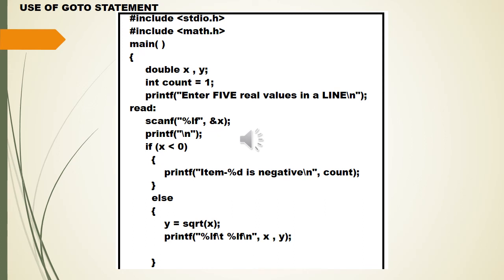First time it will read one value. It will check if 10 is less than 0, no, it's greater than 0, so it will come to the else part. So what it does, y is equal to square root of x. The square root of 10 will give 3.16 something. In the next slide it is there. Suppose if the value of x is 100, it will return the value of y as 10.